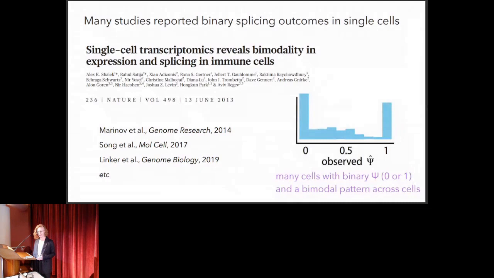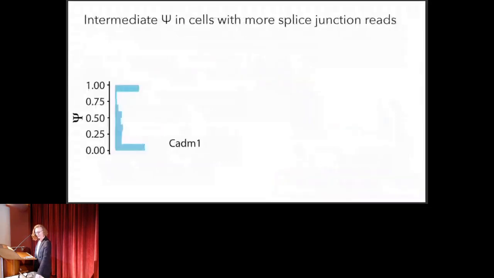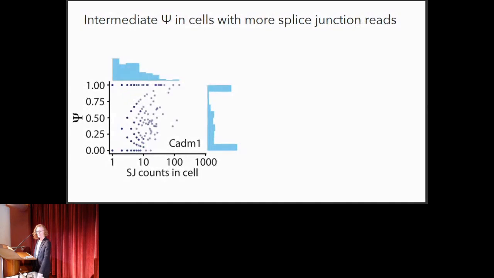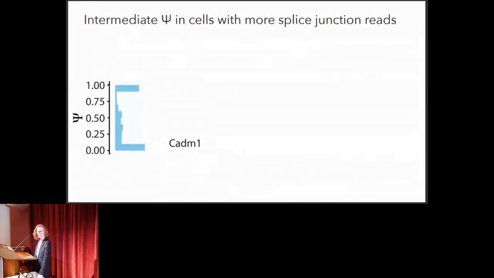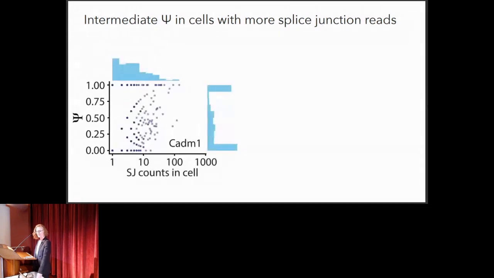But we realized in looking deeper into this that this sort of cell-to-cell variability question is a little bit different than it looks at first. When you start looking deeper into the data, you see that in cells where you recover more information, so you have more sequencing reads informing you about a particular splicing event, instead of just seeing this binary pattern where most cells have either a 0 or 1 spliced in inside, if you spread them out by how many splice junction reads you have, you see that the higher the coverage, the more intermediate examples you have.